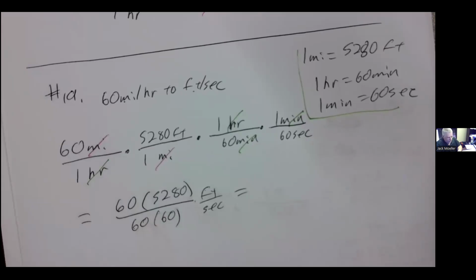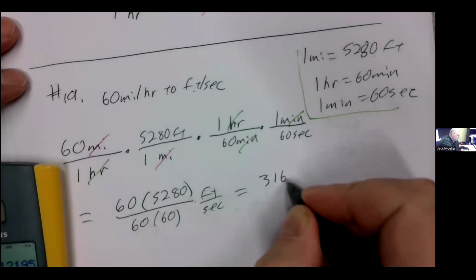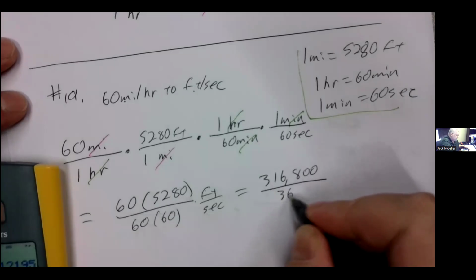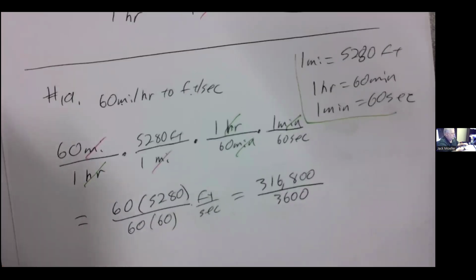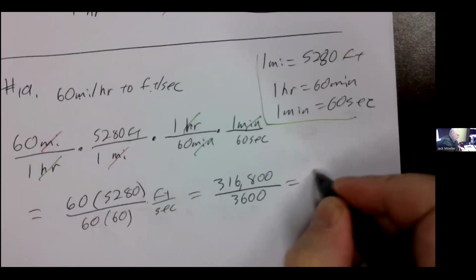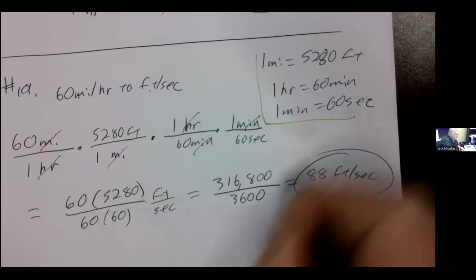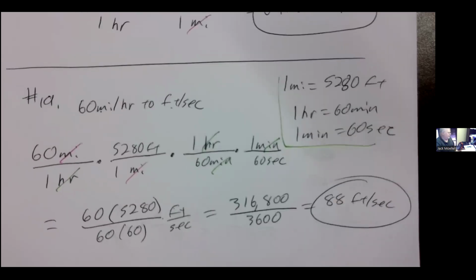60 times 60 is 3,600. Then we divide those into 88 feet per second. All right. So if you're going down the highway at 60 miles per hour, that's the same as 88 feet per second.